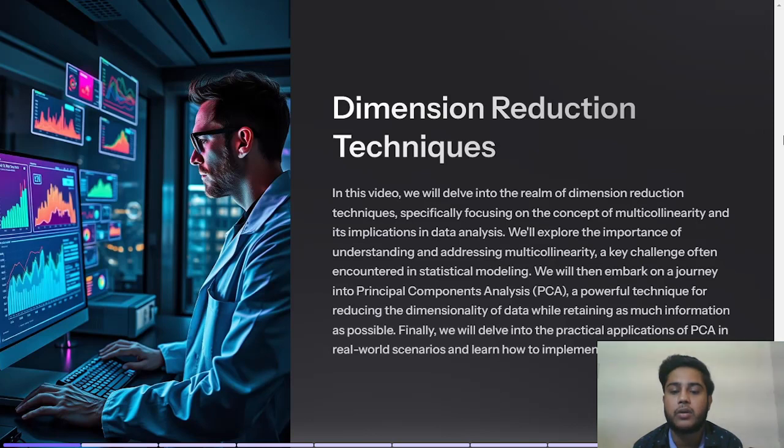We will then embark on a journey into principal component analysis, a powerful technique for reducing the dimensionality of data while retaining as much information as possible. Finally, we will delve into the practical application of PCA in real world scenarios and learn how to implement it using Python.